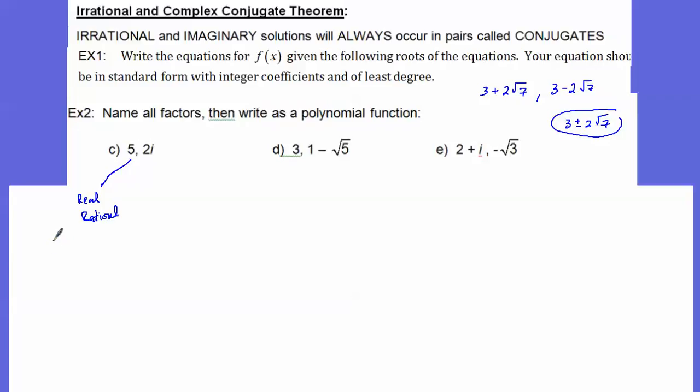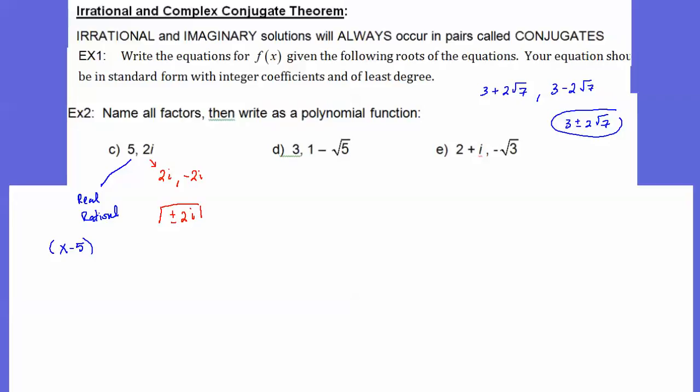So this will simply come out as a factor of x minus 5. The second here is going to be an imaginary answer. Again, it comes in a pair called a conjugate. So I am missing one of them. This is the positive i. I also need the negative 2i. And this can be written as plus or minus 2i.